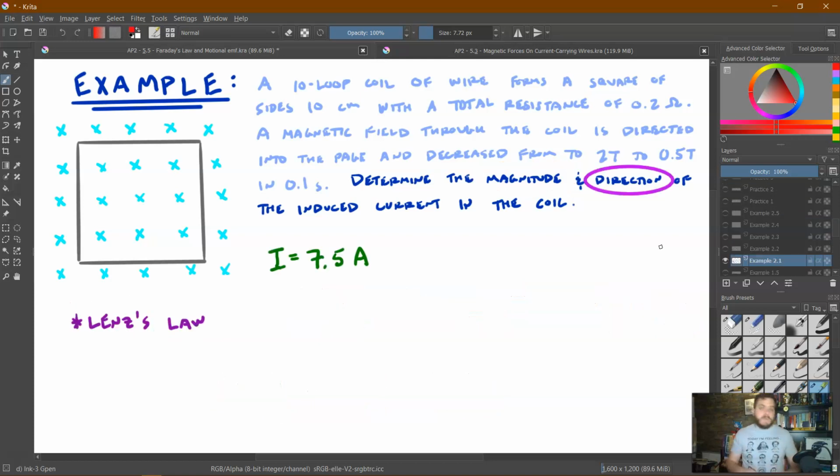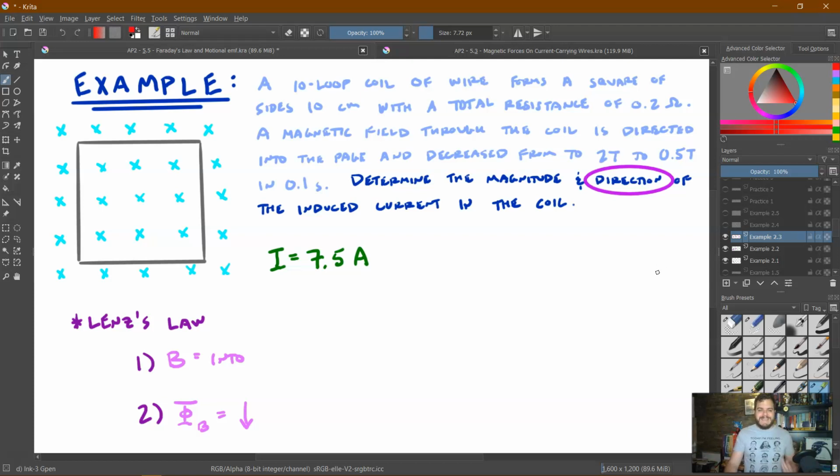And now that we have the magnitude of the current, we just need to figure out its direction by using Lenz's law. So let's go through that process again, remembering the different steps. First, we need to identify the direction of this initial magnetic field, and that is into the screen, into the page. And now we need to recognize the change in magnetic flux. Is it increasing or decreasing? It is in fact decreasing because the magnetic field is being turned down.